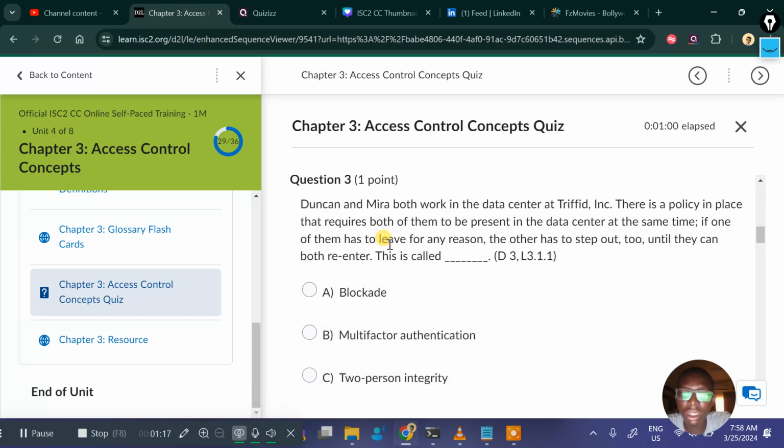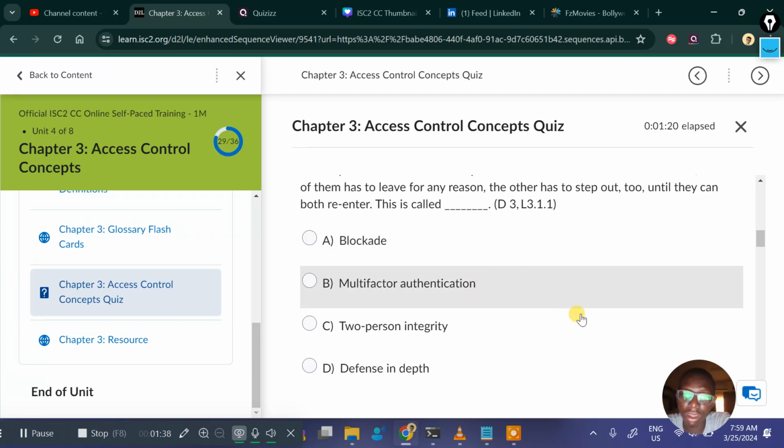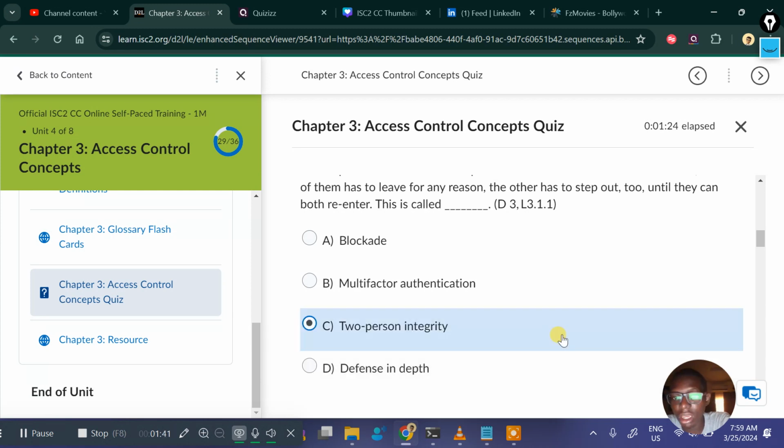Question 3. Duncan and Mira both work at the data center at Trifid Incorporated. There is a policy in place that requires both of them to be present in the data center at the same time. If one of them has to leave for any reason, the other has to step out too until they can both re-enter. This is called, it's not a blockade, it's not MFA, it's not defense in depth. We spoke about it, and it is two-person integrity, right?